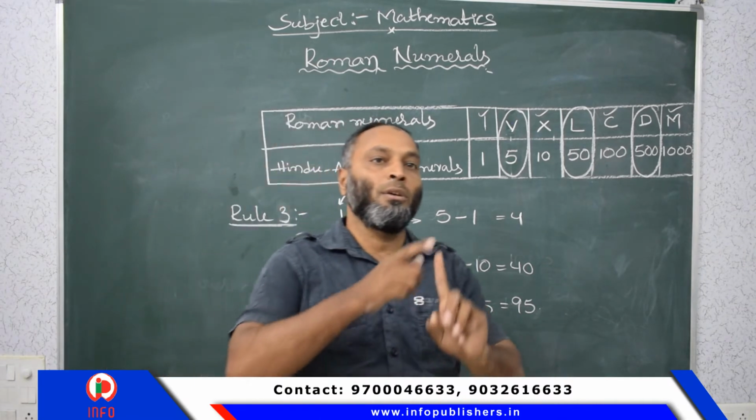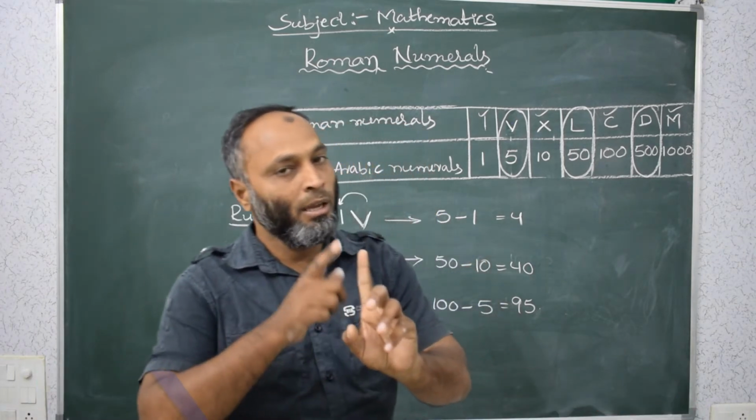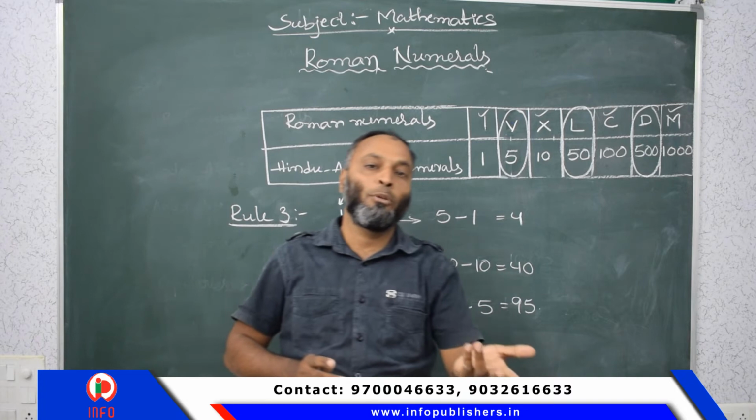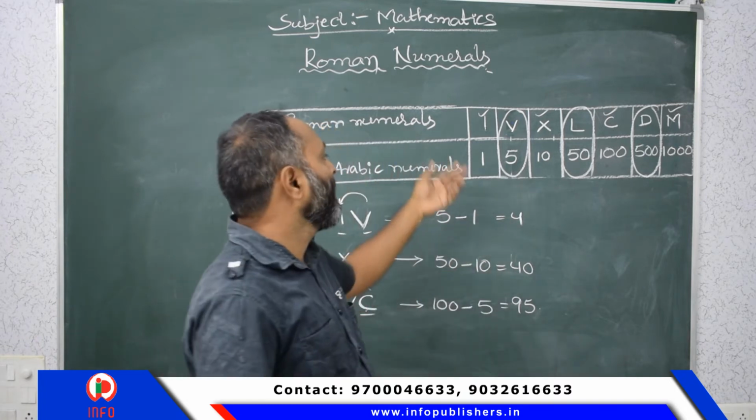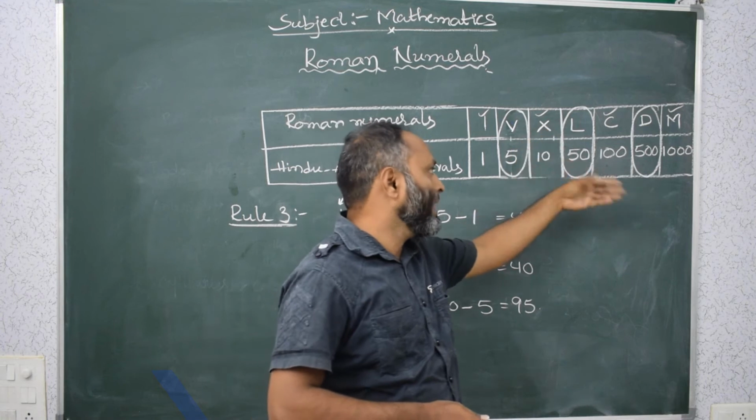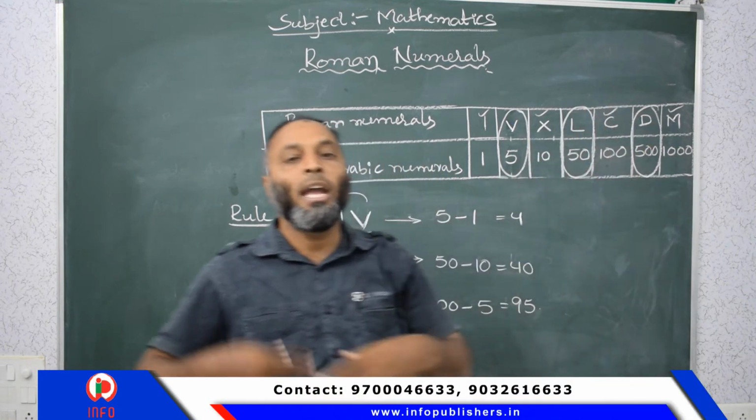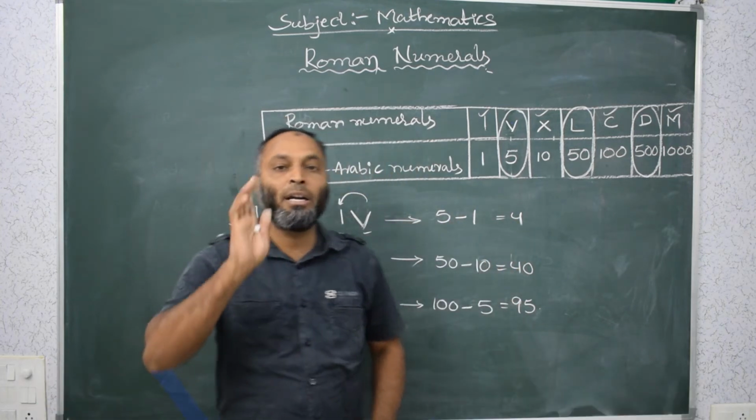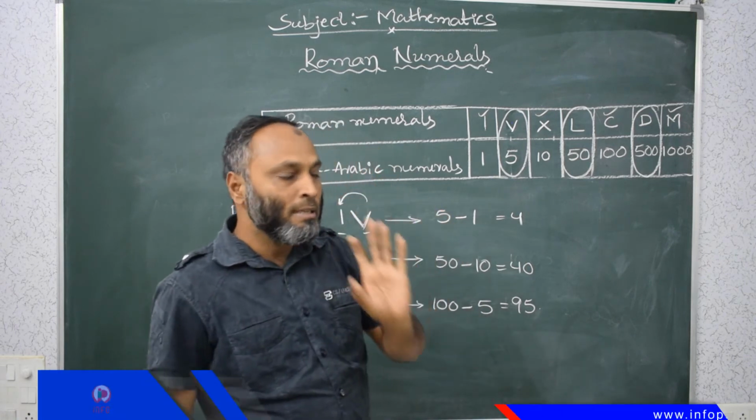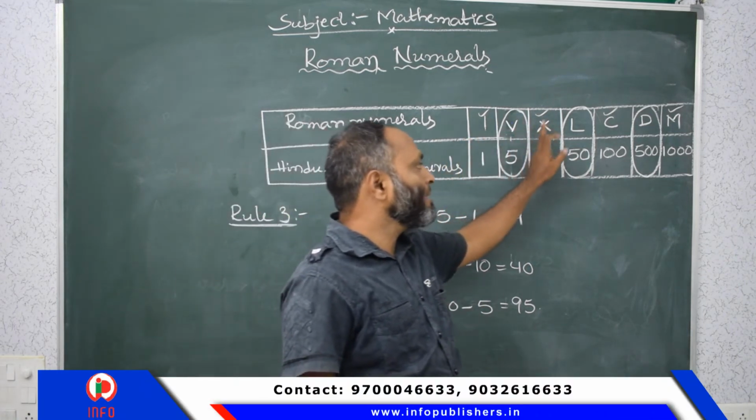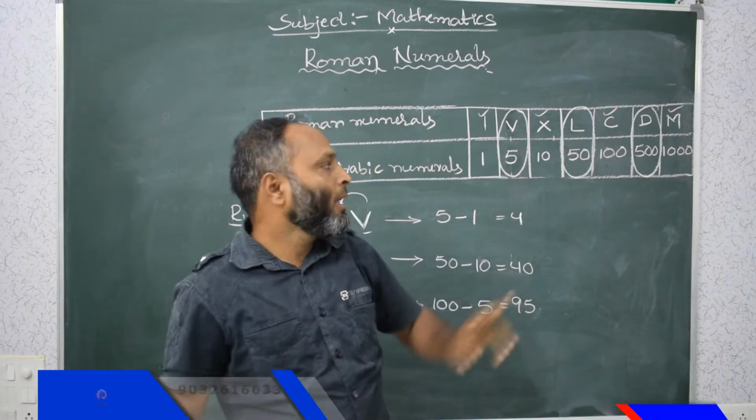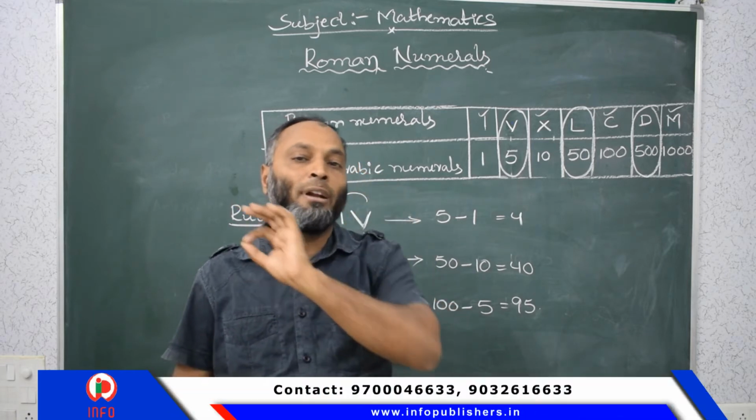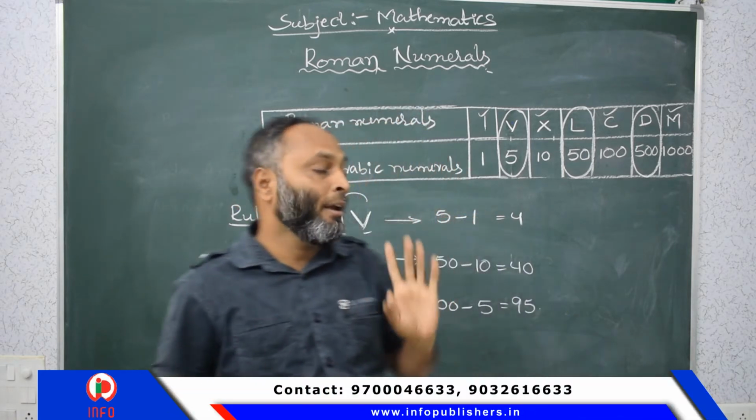Now we discuss rule 1, rule 2 and rule 3. In rule 1, what did we discuss? If the same Roman numeral repeats, like I 3 times, X 3 times, C 3 times, whatever, if it repeats thrice or twice, then we have to add. But one condition is there in Roman numerals. What is the condition? Only I, X, C, M will repeat. V, L, D never repeat. Remember this. This is the important concept.